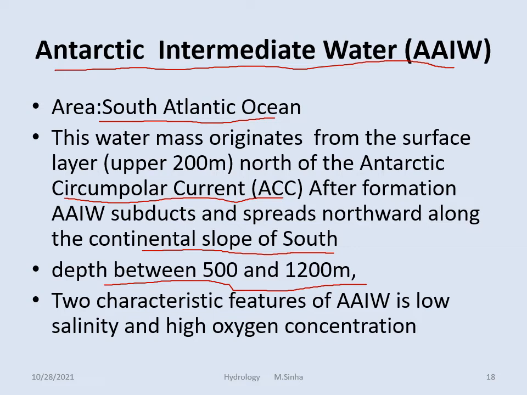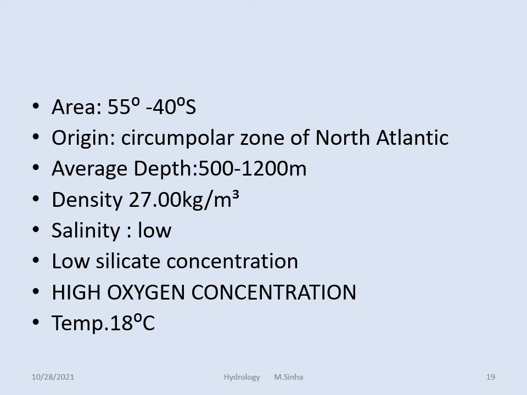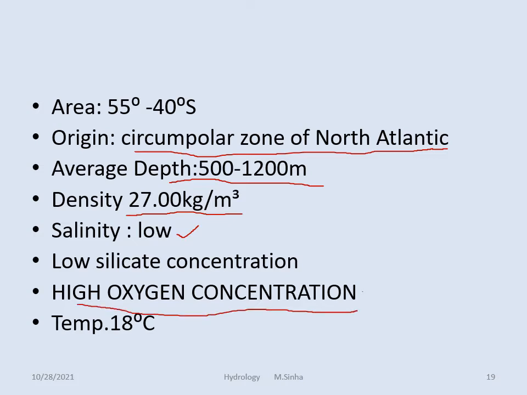The two important characteristics of that water mass are low salinity, low silicate concentration, and high oxygen concentration. This high oxygen concentration is responsible for the rich biodiversity in that zone. It is observed between 40° south and 55° south latitudes. Its origin is near the circumpolar zone, and it submerges and flows towards the south. The average depth of this water mass is 500 to 1200 meters. Density is about 27 kg per cubic meter on average. It has low salinity and low silicate content, and comparatively high oxygen concentration. This high oxygen concentration is responsible for rich biodiversity in that zone, and the average temperature of the ocean water is 18 degrees centigrade.